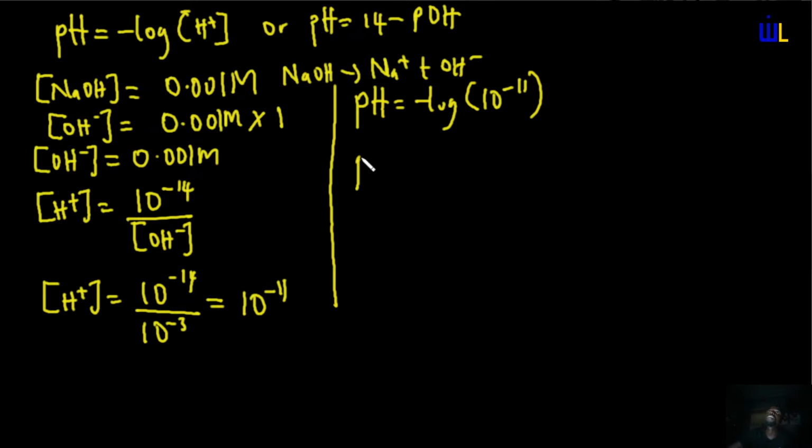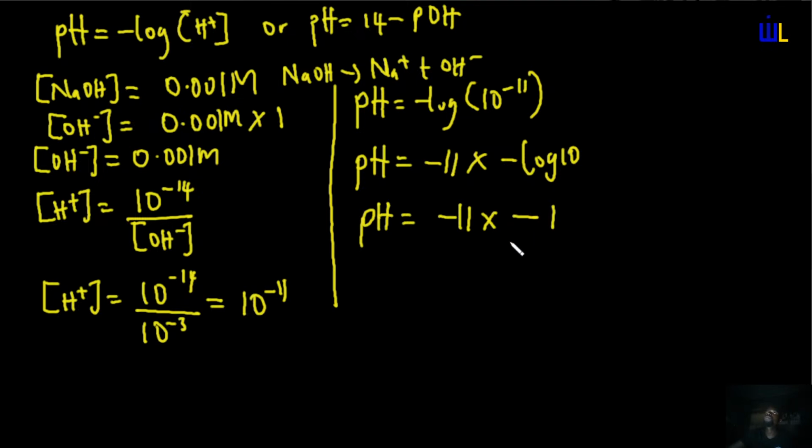But what if you don't have a calculator that has log? What do you do? Let's apply log principle here. Log principle: when you have a power or an exponent, you take that exponent and multiply the log and you get your answer. So you take this 11, put it out, minus 11 times the log. The log there is minus log 10. It's important to note that log 10 is 1, so pH is equals negative 11 times minus log 10, which is 1, so our pH is equals minus 11 times minus 1, which is equals 11. Okay, this is just one method of solving it, and we're going to try out the second one.